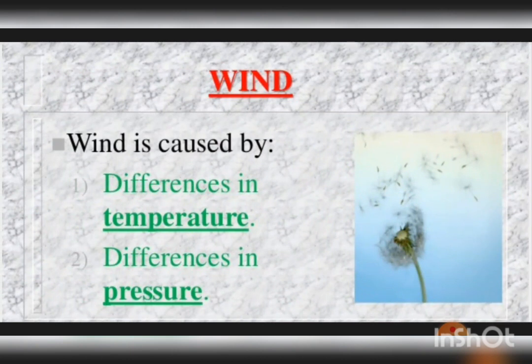Now wind is caused by the difference in temperature or difference in pressure. If there is a difference in temperature, somewhere if there is a temperature around 30 degrees and somewhere it is, suppose, 20 degrees, then air will flow from high pressure to low pressure.